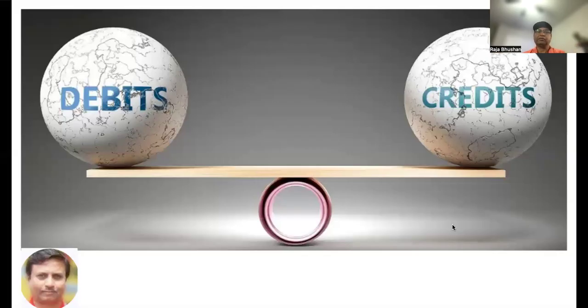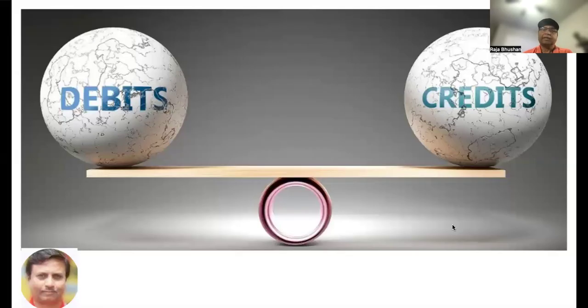So debits should always be equal to credits. As you can see, it is finely balanced. Both sides are balanced. It should be matched. Depending on the transaction, and depending on the nature of the account, we either debit or credit that respective asset or liability or equity. More of it we'll be discussing as we move forward.